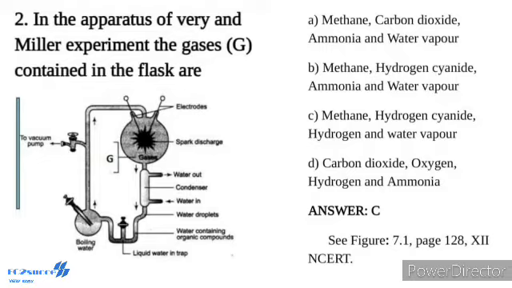This version of biogenesis, that the first form of life arose slowly through evolutionary forces from non-living molecules, is accepted by majority. So the correct answer is option C. C is methane, hydrogen cyanide, hydrogen and water vapor.